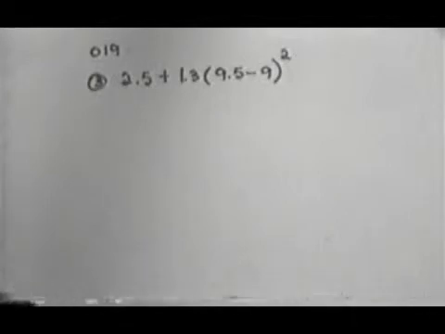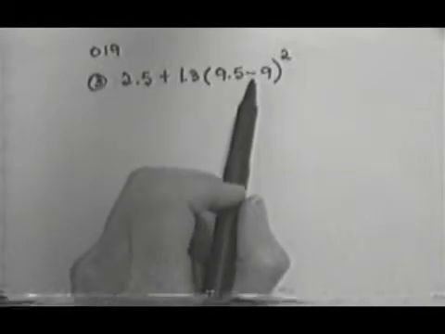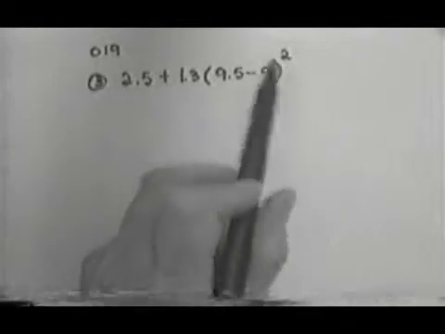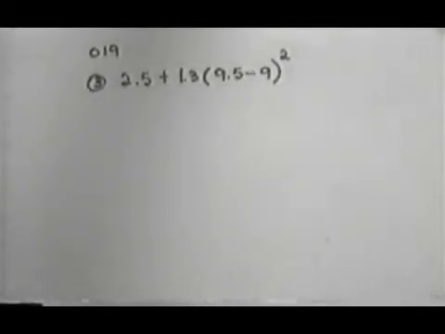This next example is 2 and 5/10 plus 1 and 3/10 multiplied by the expression 9 and 5/10 subtract 9, and then that expression is squared. So this time we have adding, we have subtraction, we have multiplying, we have parentheses, and we have exponents. So we have a lot of different things in this one problem.